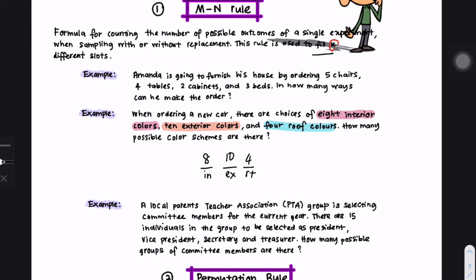So how many possible colour scheme? Colour scheme ni maksudnya gabungan colour. Okay, so you just need to multiply 8 times with 10, 80. 80 times with 4 is 320 ways.